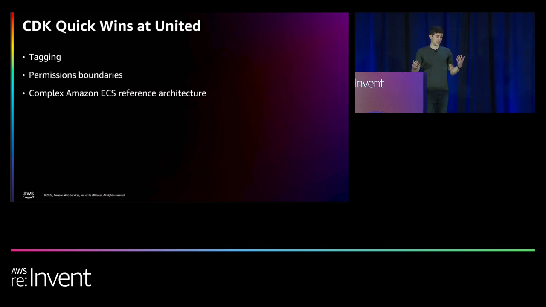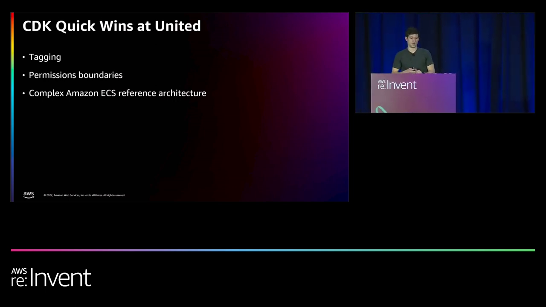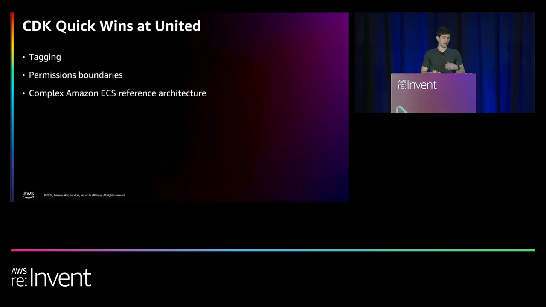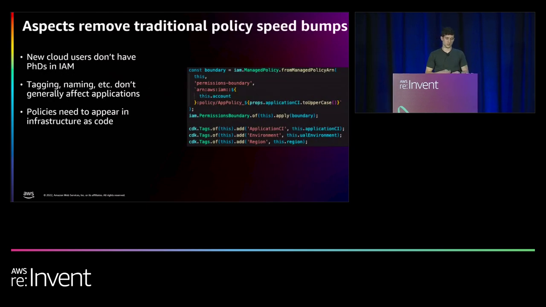And then finally, the next thing we did was complex, like Amazon ECS reference architecture. I talked about this before. This is our load balanced Fargate service. We do other kind of funky stuff in that, looking up our VPCs, looking up our hosted zones, and I think I have some code for that later.